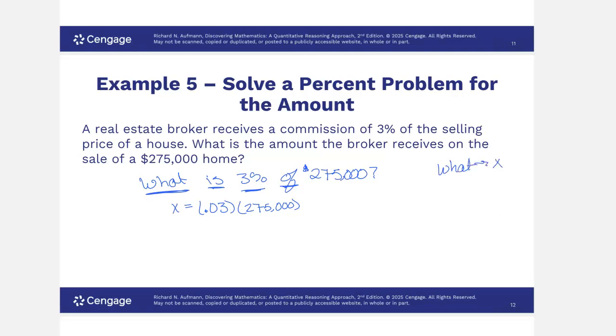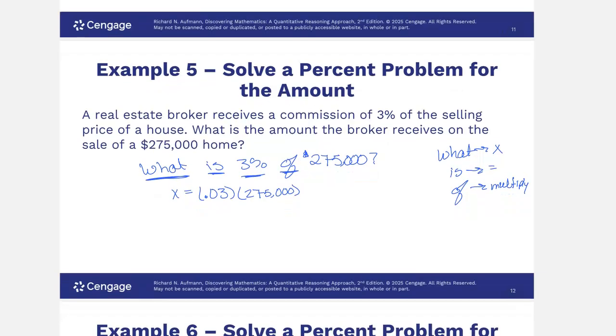What means the variable? I'm going to use x. Is means equals. And of means multiply. And what this is going to do is set up a little equation for us. Let me write multiply instead of x because it's not the same as the variable x. And then we're just going to solve the equation for x.